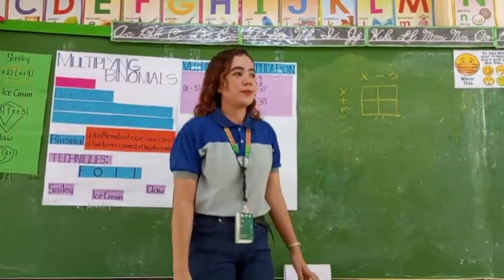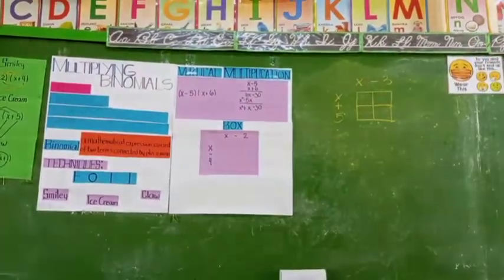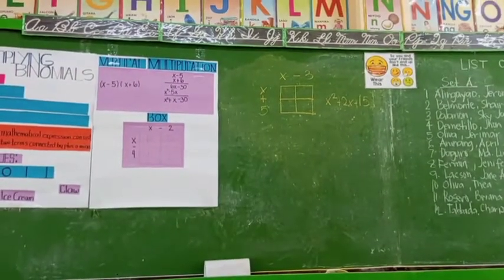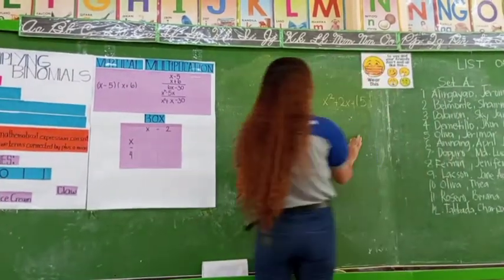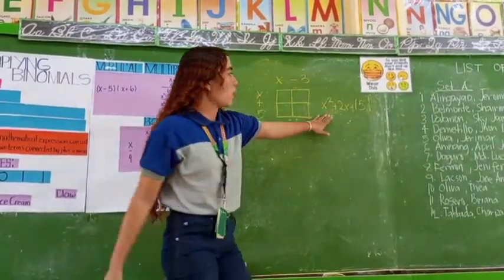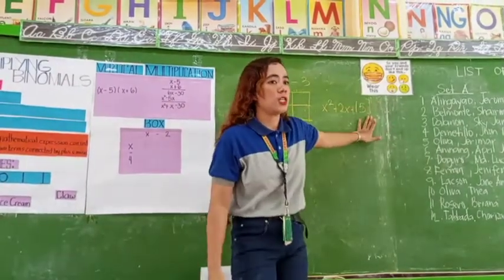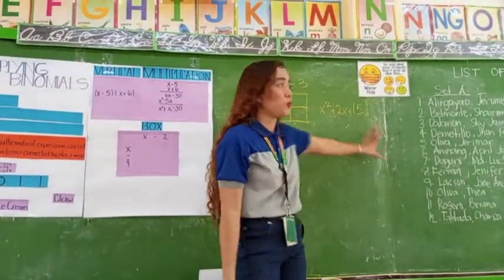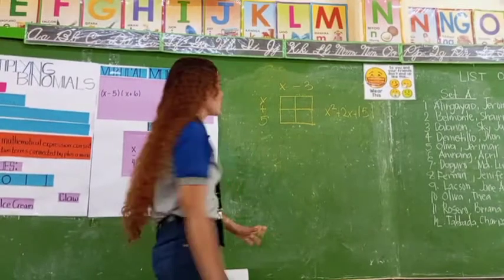Who's going to answer? Yes. Okay, the answer is x squared plus 2x minus 15. That is the answer of group 2. So, let us find the correct answer.